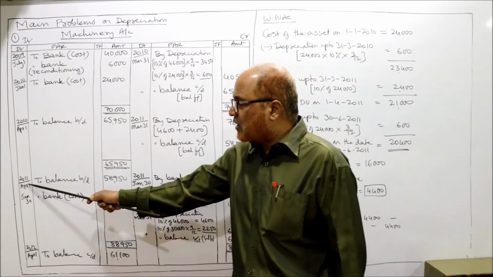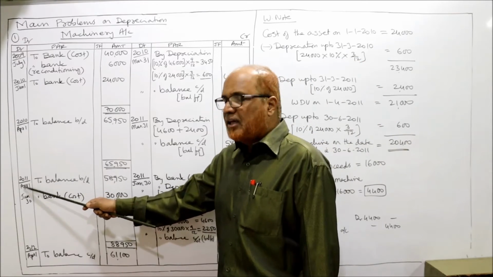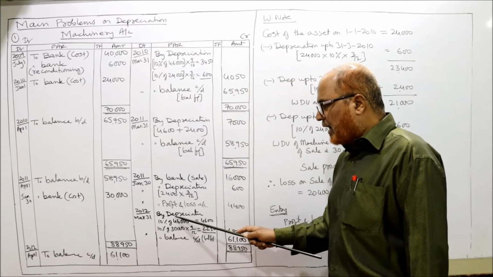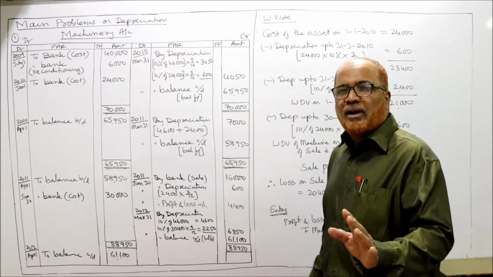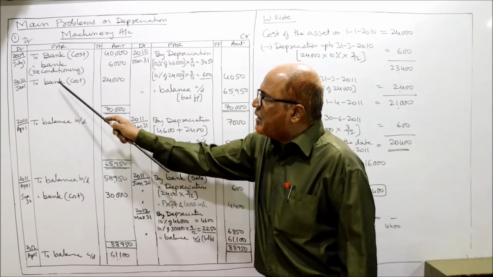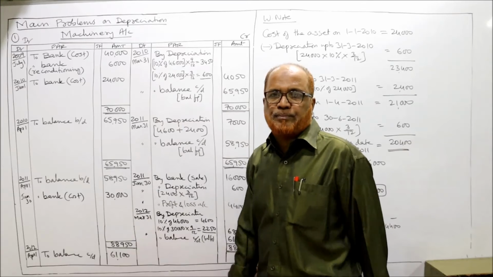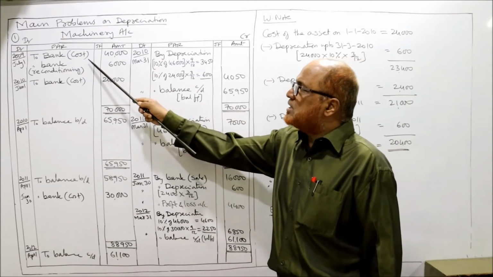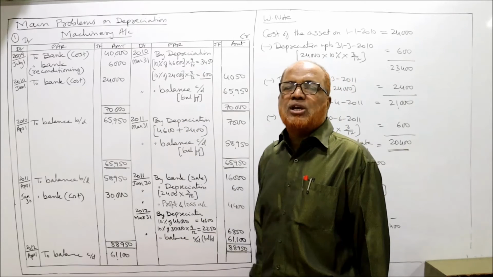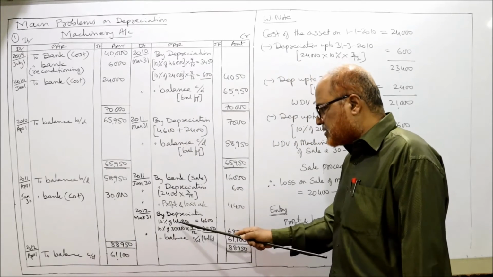Now we have to close the year, 31st March 2012. We have started the year on 1st April 2011. Year ends on 31st March 2012. Now we have to provide depreciation on 2 machines, first machine and third machine. Second machine already sold out. So first machine, what is the depreciation? 46,000 into 10%, 4,600.